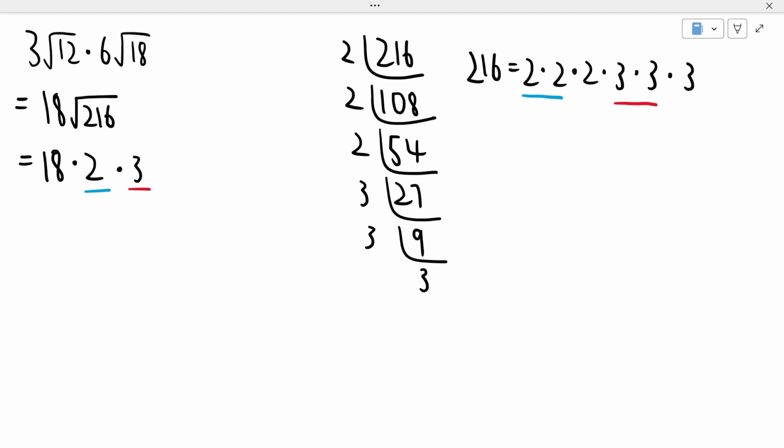There's a single factor of 2 remaining in the prime factorization, which results in the multiplication by the square root of 2, and the remaining 3 translates into a single multiplication by the square root of 3. So now we need to multiply all these terms together. 18 times 2 times 3 is equal to 108, and square root of 2 times the square root of 3 is equal to the square root of 6. So this entire expression is just 108 square root of 6, and this is our final answer.